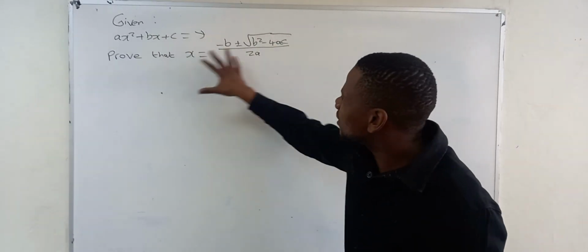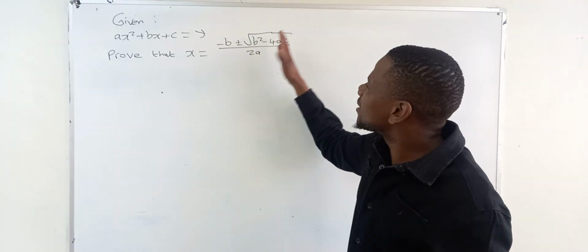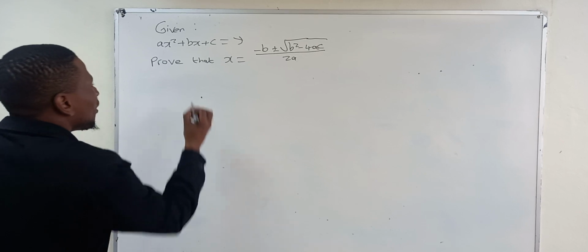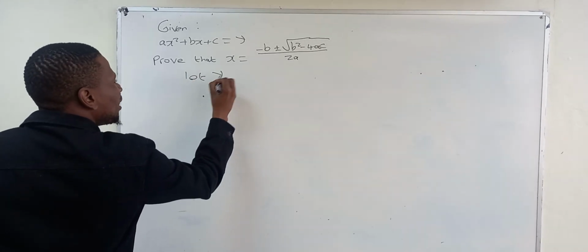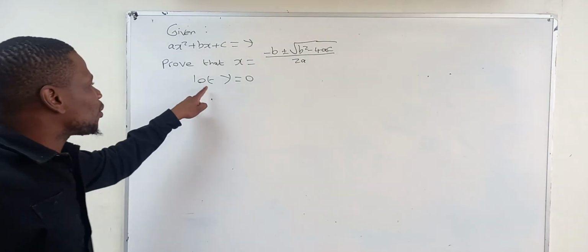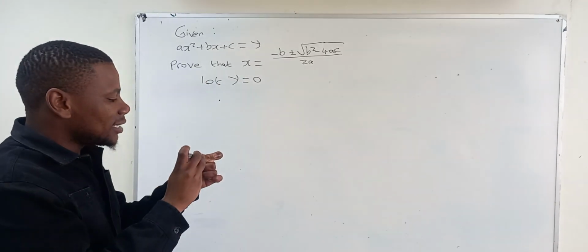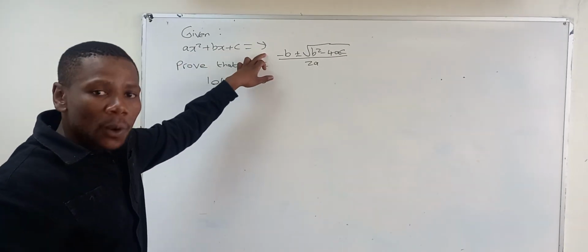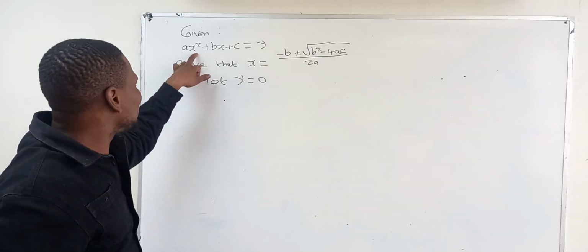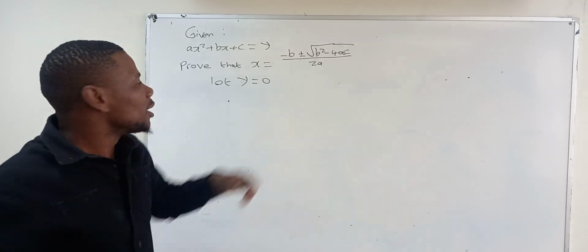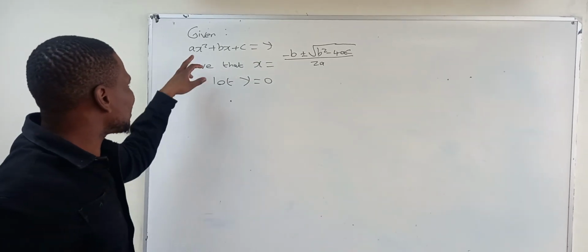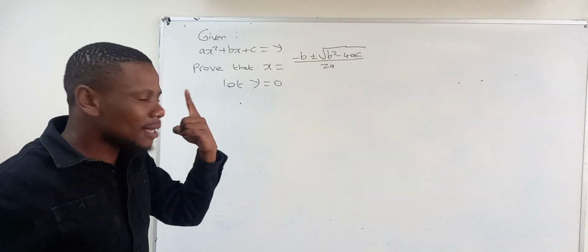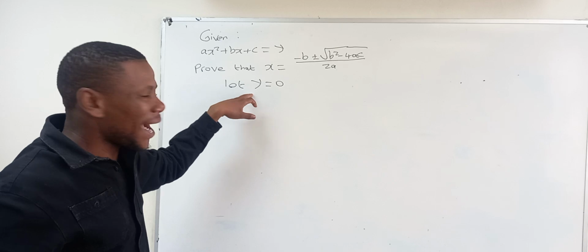And as we can see in the equation that we have to prove, there's no value of y. So the first step that we do is let y equal 0. We do this because we want the value of x. And since the quadratic equation has many variables, which are a, b, c, and y itself, and the x that we want to equate to this. So by proving that x is equal to this, the first step that we do is we equate the value of y to 0.